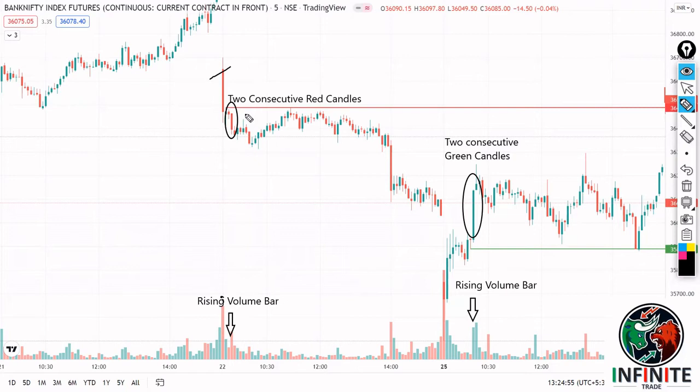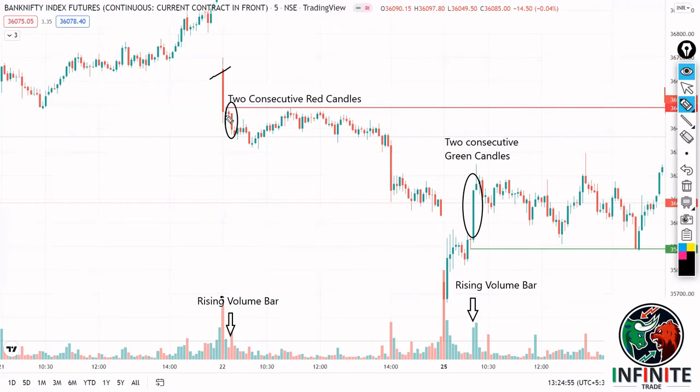So let me just tell you why we are looking at rising volume bars. See, the volume itself determines the demand of a scrip. While there is demand, obviously there will be people coming and buying more. That's the reason the volume is increasing. So we need increasing volume. That is what is important for trading. So we got to know that we have two red candles here, and we could also see a demand here.